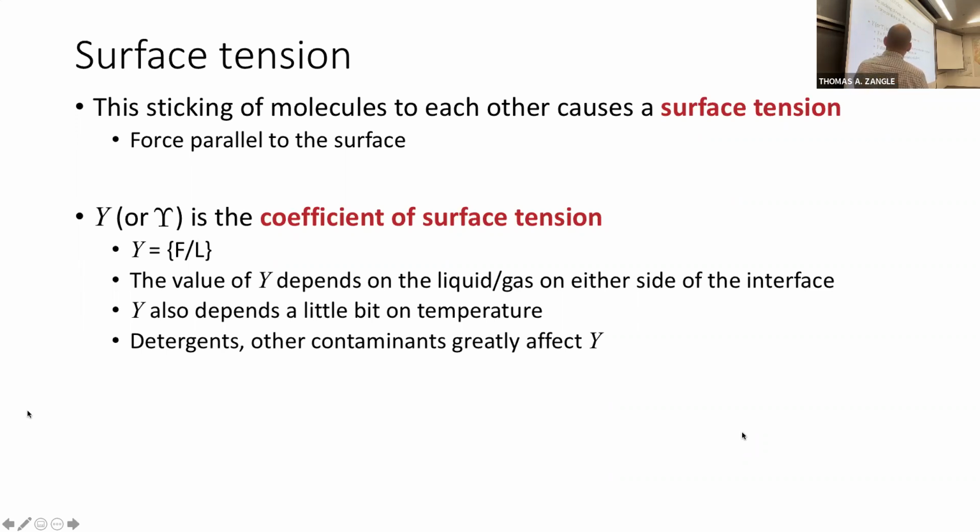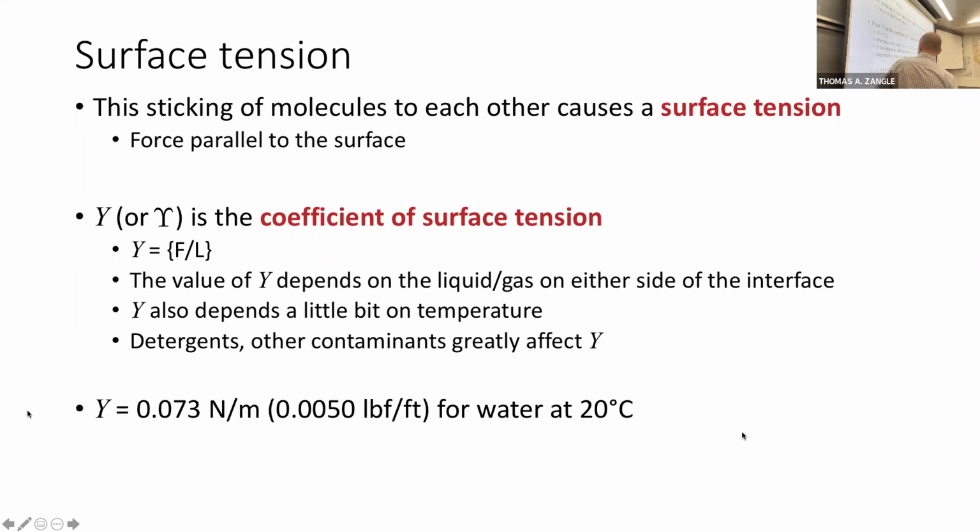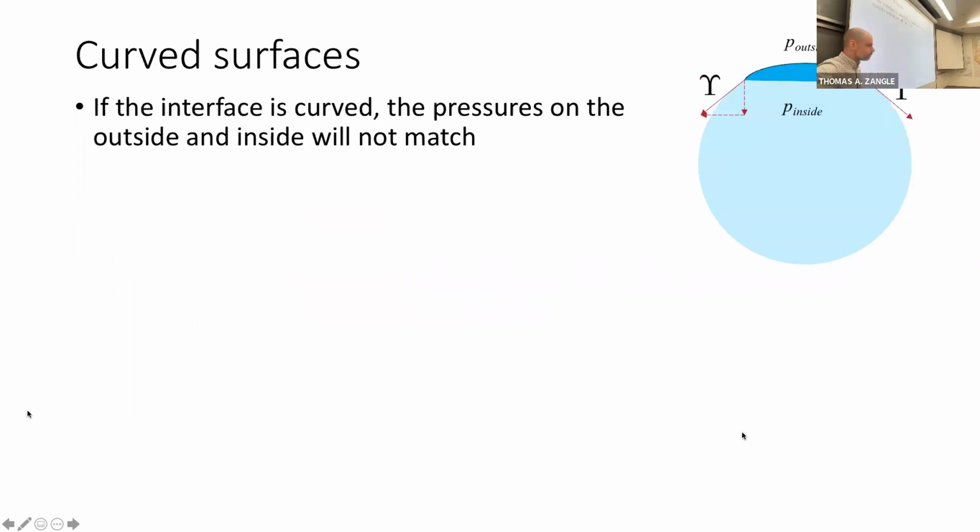So most likely, if you are doing some experiments on surface tension and it's not going the way you expect, it's probably not the temperature effects. It's probably some kind of contaminant that you have. But for water, the value of the surface tension coefficient is 0.073 newtons per meter. So again, it's pretty small. That water strider is pretty lightweight. When you step into a puddle of water, you don't float on top of it because you weigh quite a bit more than that water strider. So this is a fairly small force.